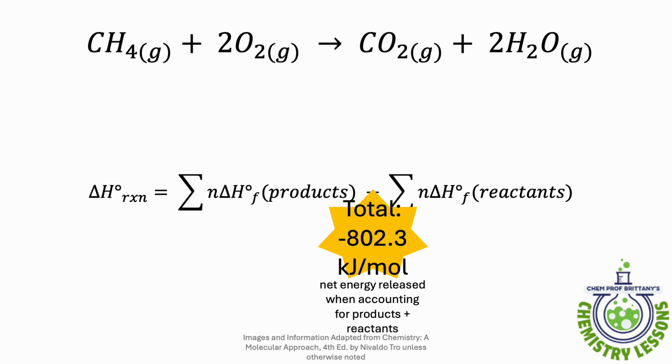Notice it is very similar to the previous number that we got, which was negative 806. It's not exactly the same though. So you should expect to get slightly different numbers for every single one of these methods.